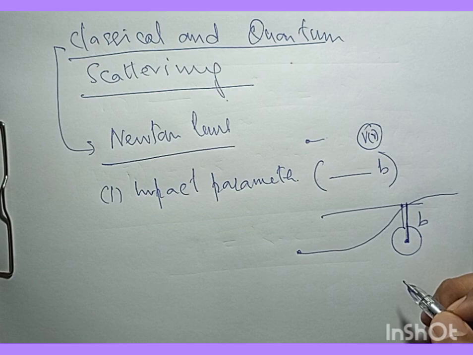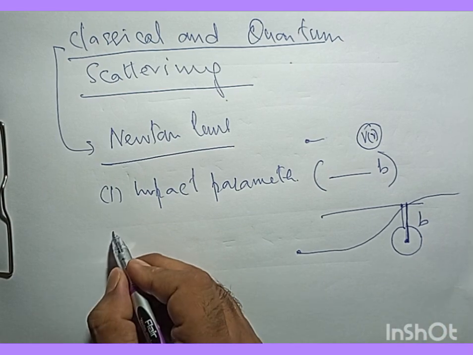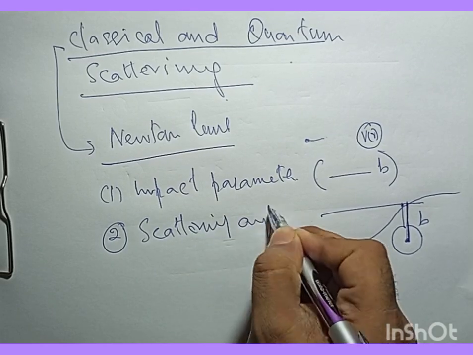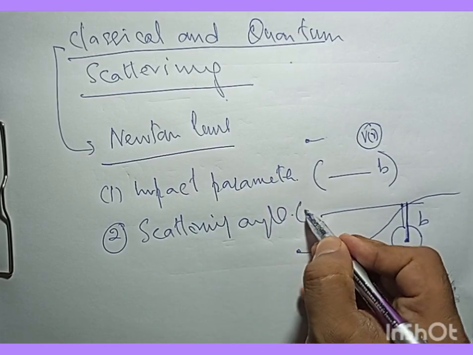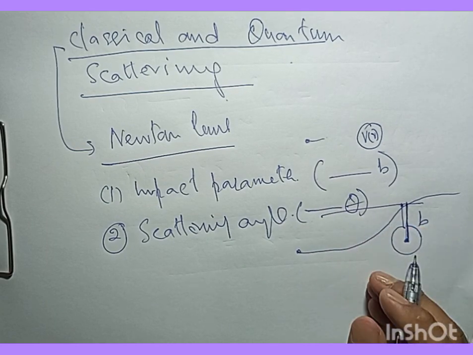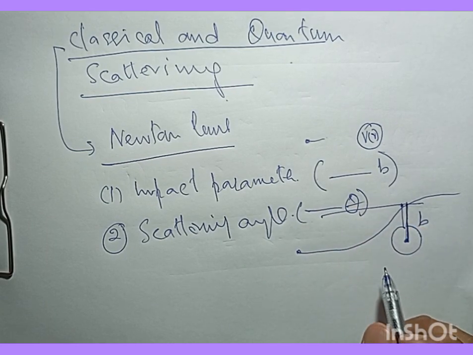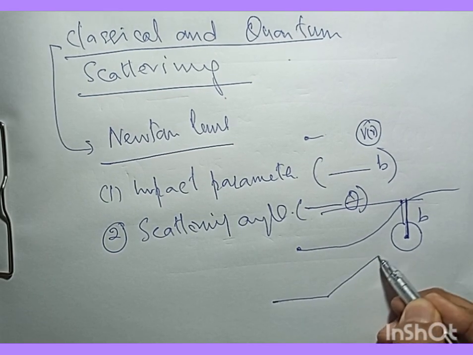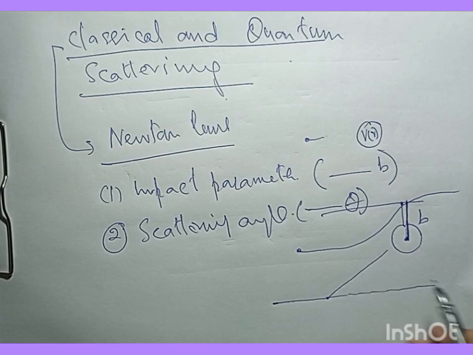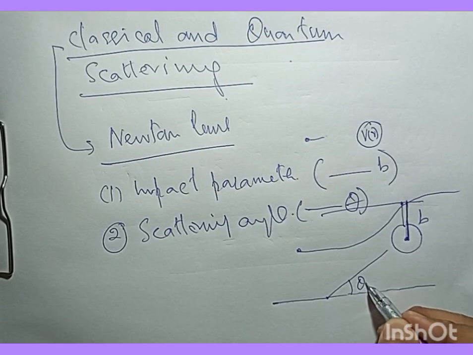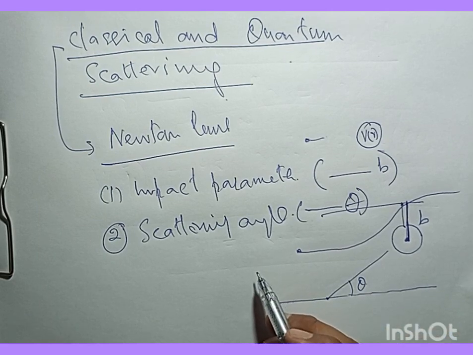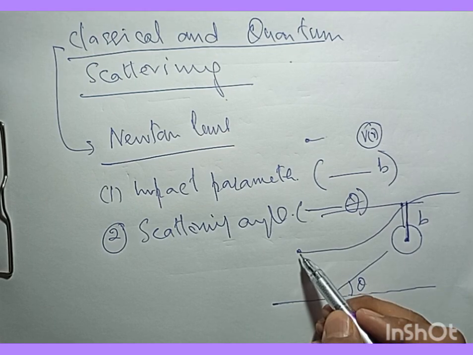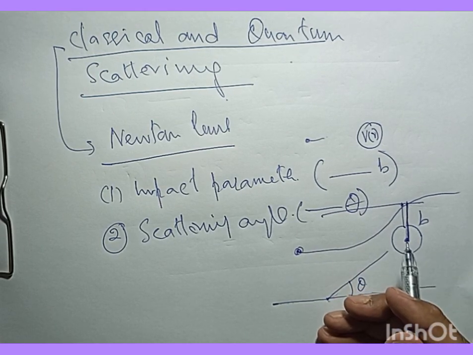And the next important thing is the scattering angle. This angle is, say, theta, and it's basically the angle by which the particle is deflected from its original path. Suppose this was its original path and it has a deflection with respect to its original path. This angle theta is our scattering angle. And certainly this scattering angle will come into action only when the particle interacts with the potential.